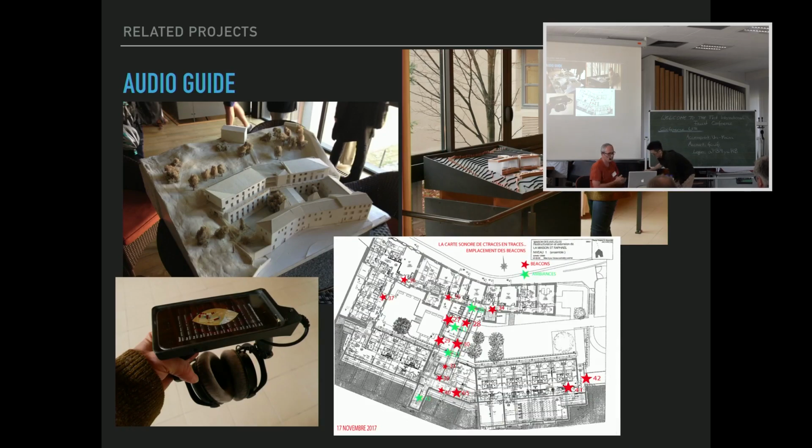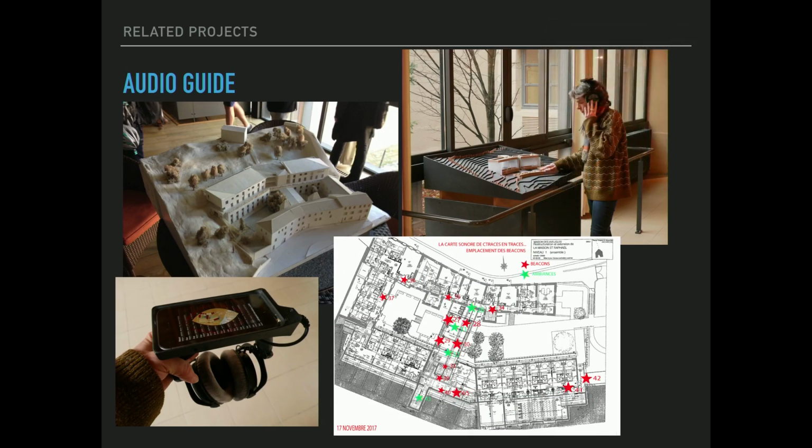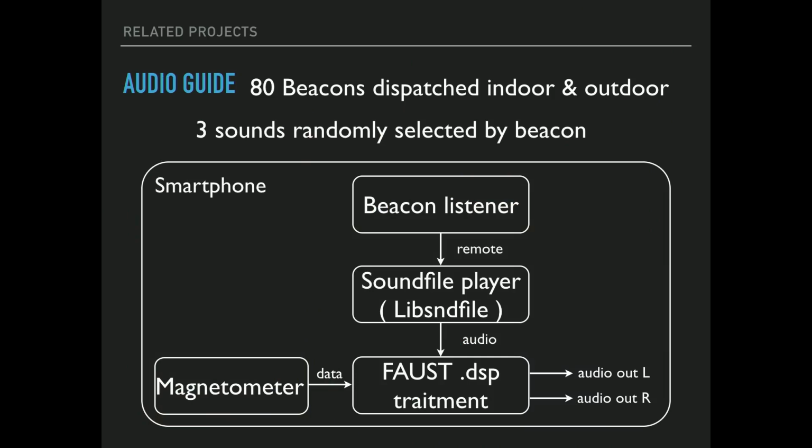So from Faust2smartphone with Aline, we decided to create a project. The name is Audio Guide. It's for blind people, so we developed an application for iPhone, and like you see in the picture, the headphones and the iPhone are directly fixed with a 3D-printed design. And we don't have any Wi-Fi on the site, so the idea is we use beacons. We use about 80 beacons dispatched indoors and outdoors.